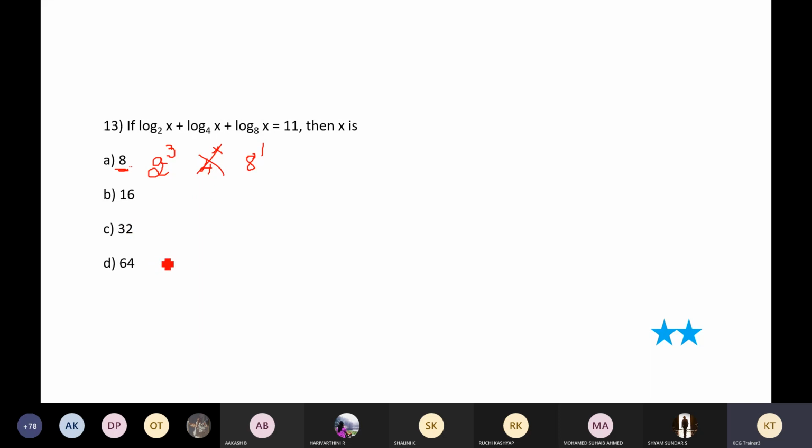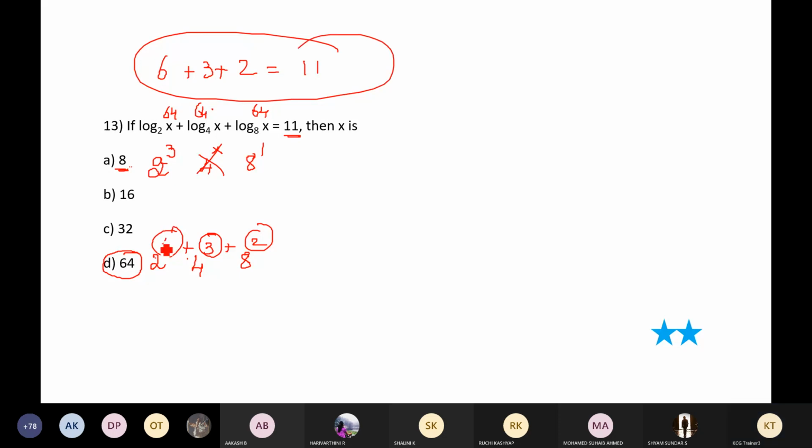For example, listen here. This one, I can write it as 2 power 6, I guess. And then also I can write it as 4 cube, or else I can write this as 8 square also. So this is the only number that I can write in this format. So if you add these numbers, see, 6 plus 3 plus 2, I get 11. Because if I have 64 as x, what is log 64 to the base 2? It is 6. What is log 64 to the base 4? It is 3. What is log 64 to the base 8? It is 2. When you add them, you get 11 also. My answer is 64.